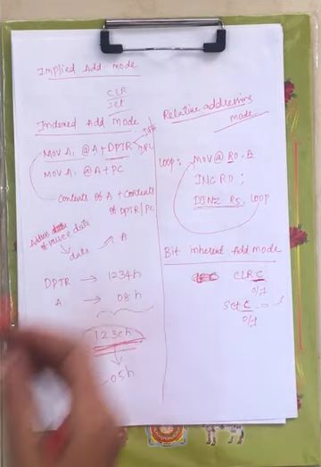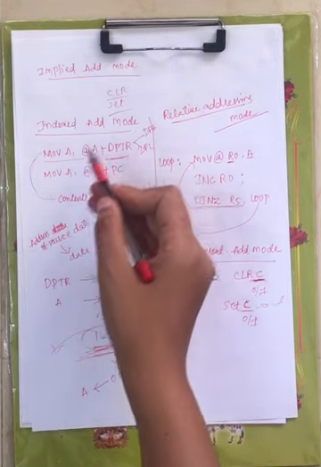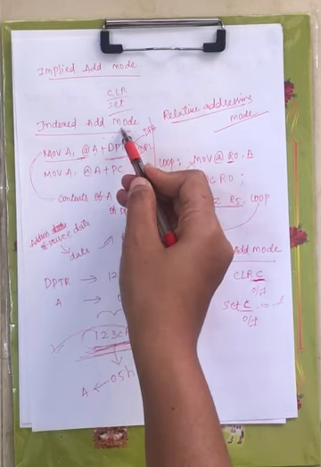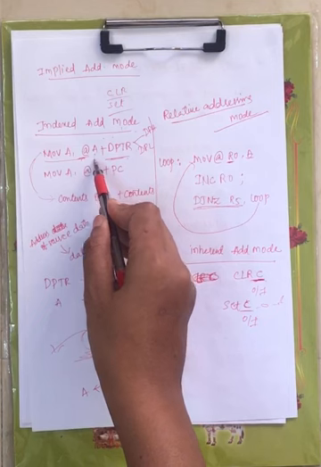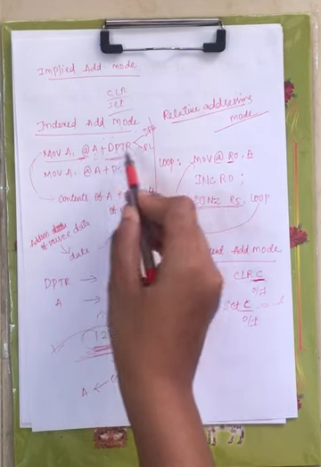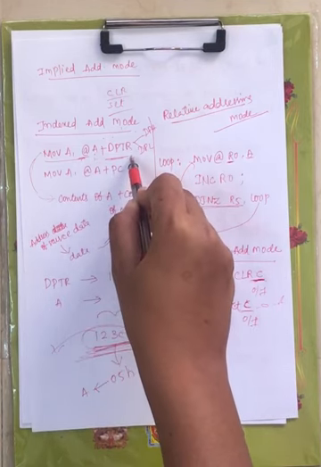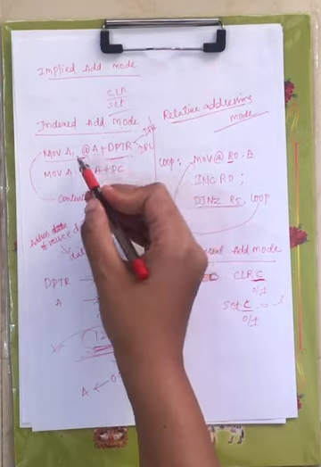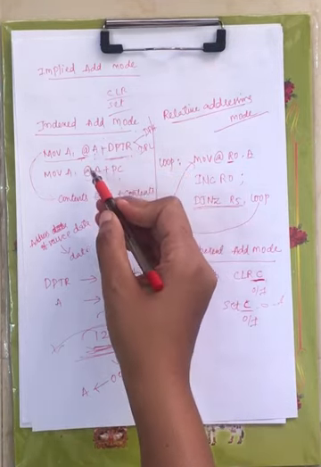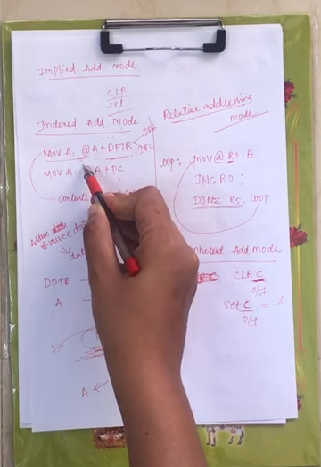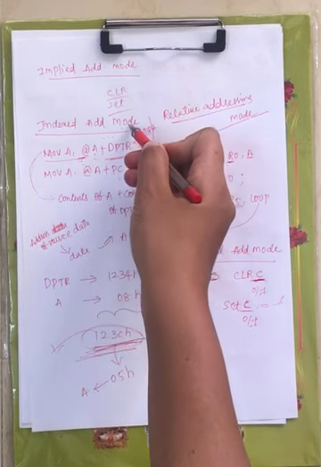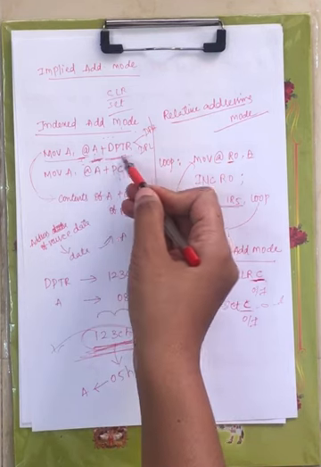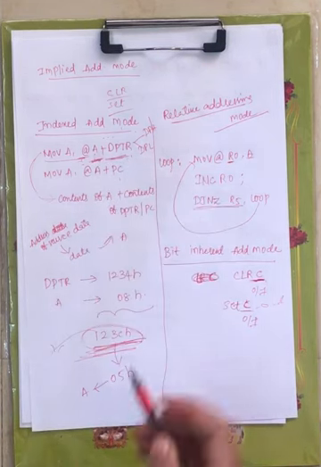Now the addressing mode in which you are indirectly pointing to a memory location by adding the contents of the accumulator with the contents of the data pointer or program counter, right? The at-the-rate symbol indicates indirectly pointing to the memory location by adding the contents of the accumulator with the contents of the data pointer. I have given an example.